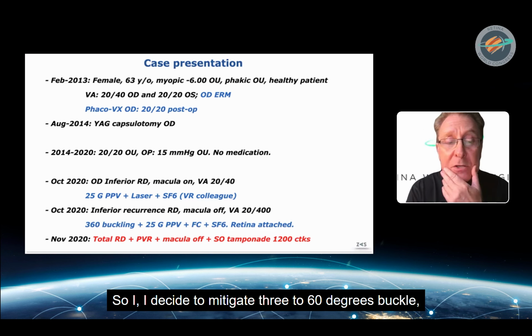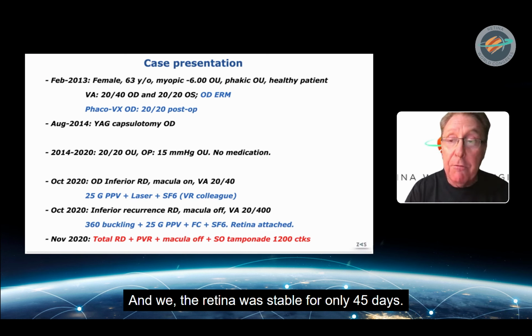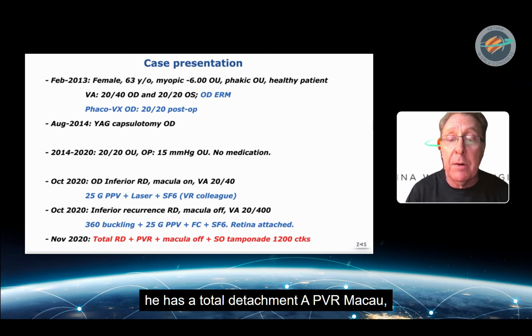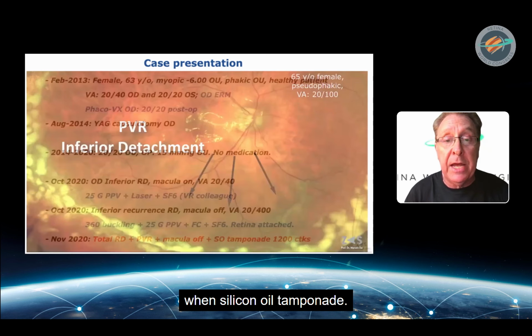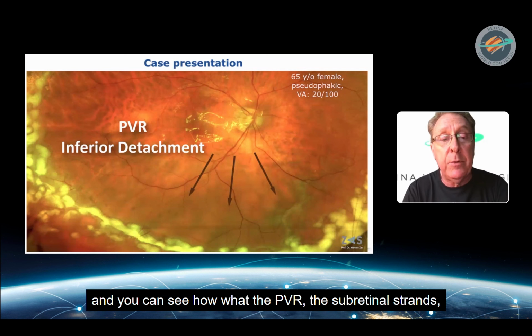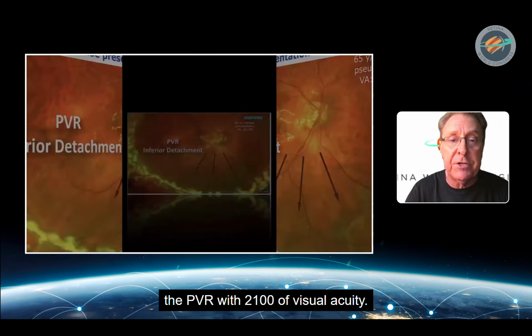So I decided to do a 360 degree buckle, 25-gauge pars plana vitrectomy, and photocoagulation, and the retina was stable for only 45 days. Then in November of that year, 2020, she had a total detachment, a PVR, macula off, with silicone oil tamponade. This was the image in 2020, and you can see the PVR, the subretinal strands, and the retinal folds, with the arrows showing the silicone oil, with a visual acuity of 20/100.